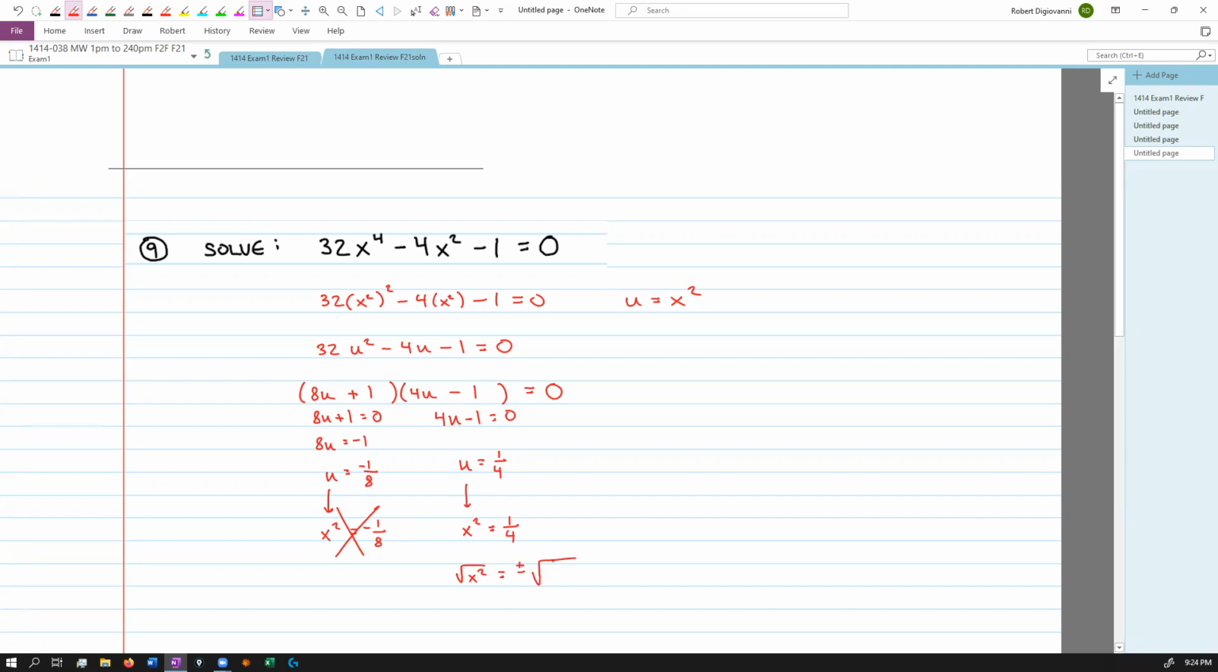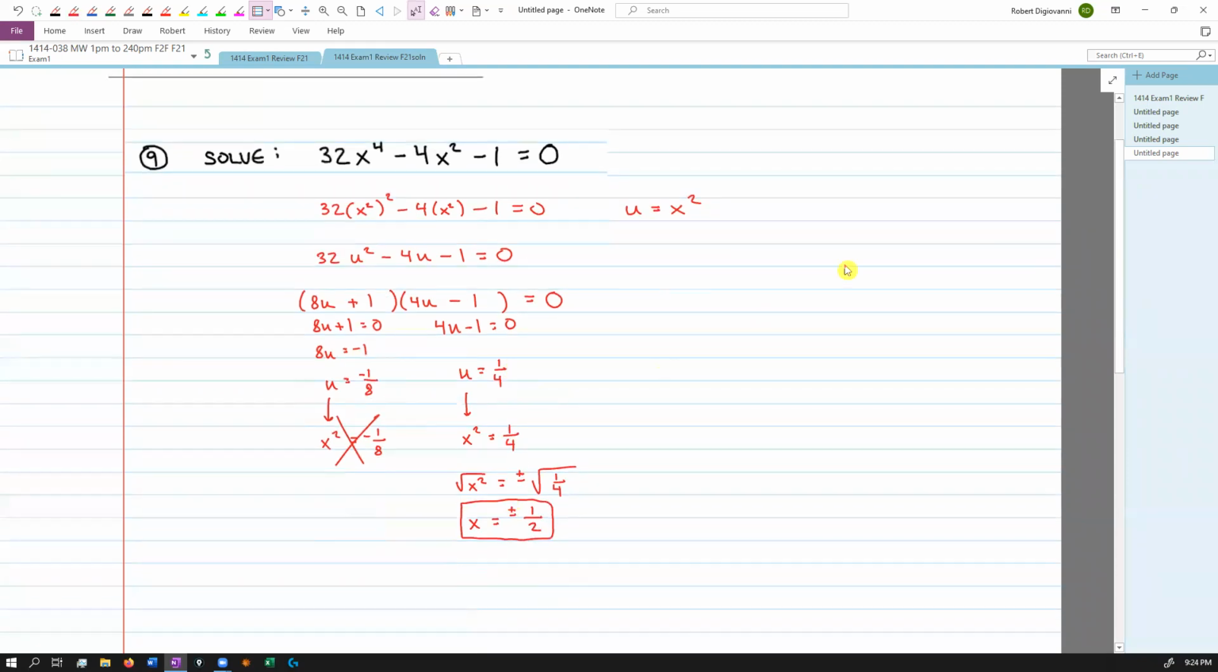plus or minus anytime we take the square root, and the square root of 1/4. Well, that's just the square root of the top, which is 1, and the square root of the bottom, which is 2. So you get 2 solutions, plus or minus 1/2. And since we never squared both sides of the equation, we don't necessarily need to check these answers.